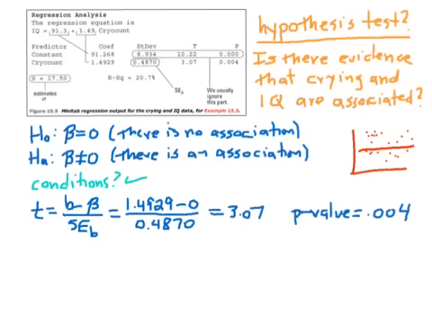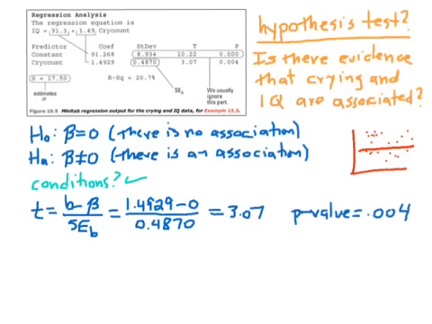So hey, look, here's our formula once you get to step 3. The t-score equals b minus beta over the standard error of b. b is this number right here, 1.4929. Beta, we think, is 0, so I'll write minus 0 here. The standard error of b is this number right here. And it turns out I get a t-score of 3.07.